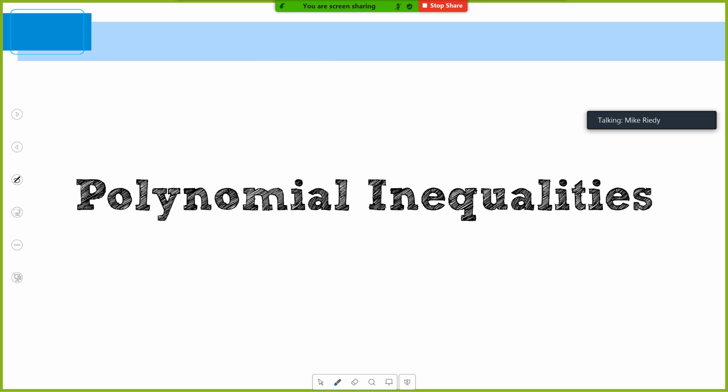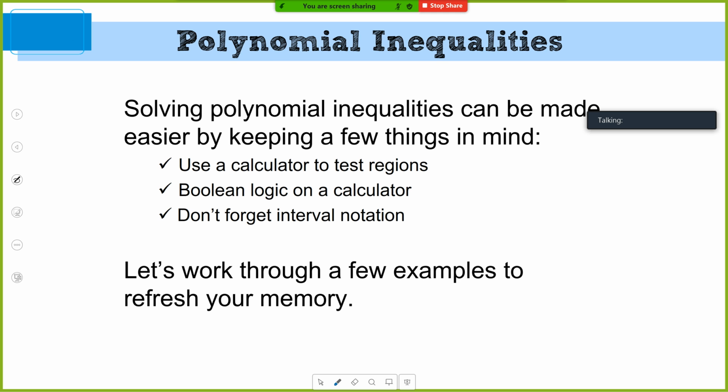Now we get into the fun stuff. Polynomial inequalities. Okay. Solving a polynomial inequality, you're going to have to test regions at some point in time. And this will start coming back to you as I work through it. Does the term Boolean logic mean anything to anybody? Your pre-calc teachers did not show you that. Okay, so take out your calculators, please. And unfortunately, I don't have a way to display my calculator, so I'm going to have to talk you through this.